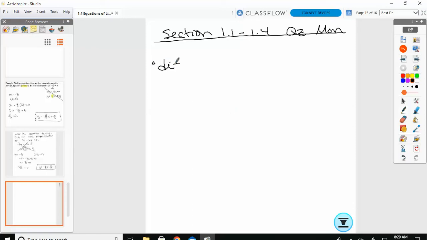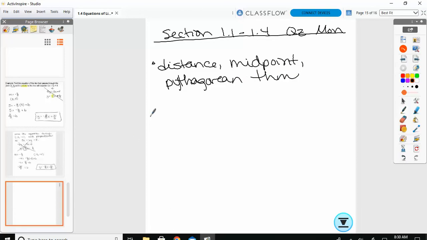We had distance and midpoint. You should know the Pythagorean theorem though. a squared plus b squared equals c squared. Midpoint is average. You add them up. Okay, so that was the first section: distance, midpoint, Pythagorean theorem.